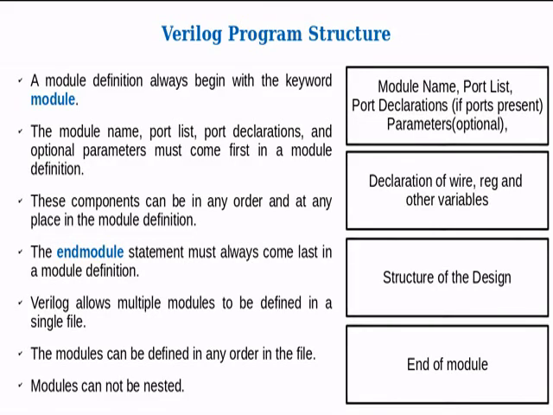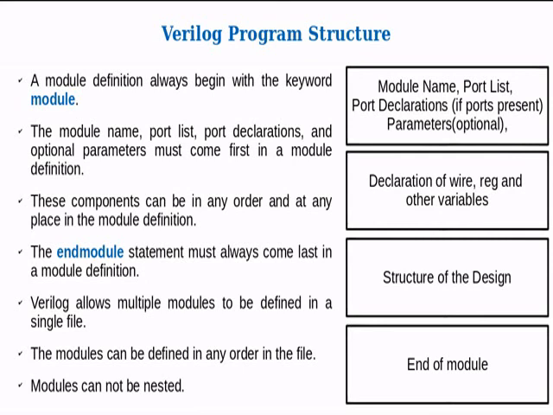The basic structure of a Verilog program is described in these blocks. A module definition always begins with the keyword module, and after that we need to describe a module name, the port list, and then the declaration of ports as input or output. And there are also some parameters, which are optional and can be defined in the module. These components can be placed in different order and at different places in the module definition. The last keyword is endmodule, which always comes at the end of the module definition.